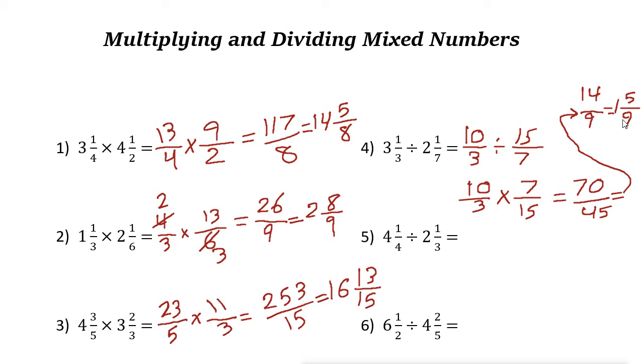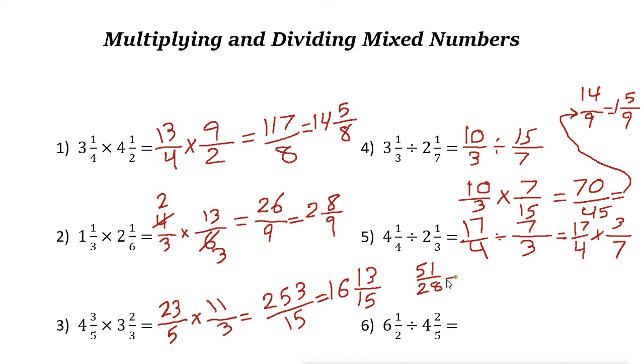Let's take a look at the next example here. Again, we need to turn them into fractions. 4 times 4, 16 plus 1 is 17 over 4. 2 times 3, 6 plus 1 is 7 over 3. So again, keep the first fraction, 17 over 4. Change the sign to multiplication and flip to 3 over 7. If you multiply these two, 3 times 17 is 51 over, and 4 times 7 is 28.